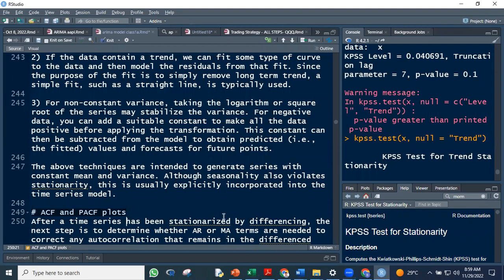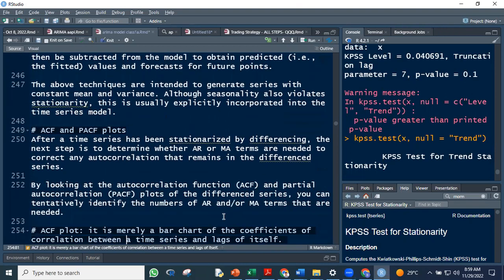Pagkatapos na naging stationary yung data, okay, by differencing, the next step is to determine whether AR or MA are needed to correct any autocorrelation that remains in the difference data series. So what does this tell us? Pag naging stationary na yung data natin, ipa-plot na natin si ACF at saka si PACF. Para saan? Para malaman natin kung ang model ba natin na gagamitin is AR or MA.